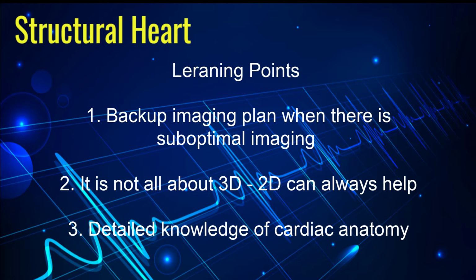There are 3 important learning points from this exercise. Number 1, there should always be a backup imaging plan when suboptimal imaging is encountered in a patient undergoing a percutaneous structural heart disease intervention. Number 2, whereas 3-dimensional imaging is ideal, 2-dimensional imaging can provide valuable insights into precisely locating structural heart disease derangements, particularly so in the mitral valve. And number 3, the echocardiographer should have a detailed and thorough knowledge of cardiac anatomy and its display to customize the echo exam to the anatomical peculiarities and to localize structural derangements with a degree of precision, as was the case in this patient.